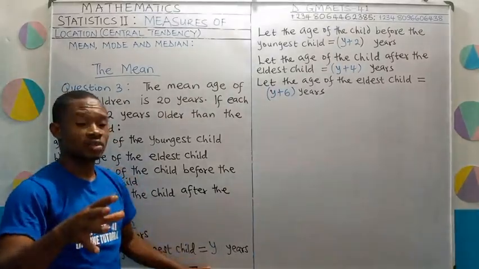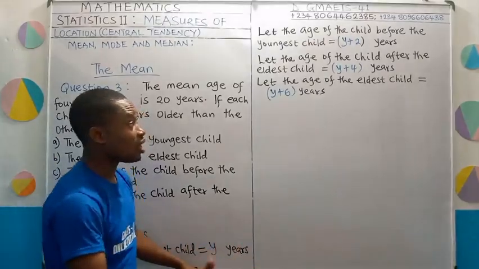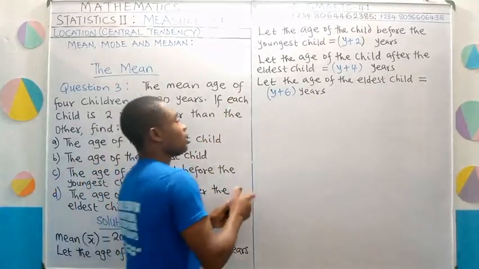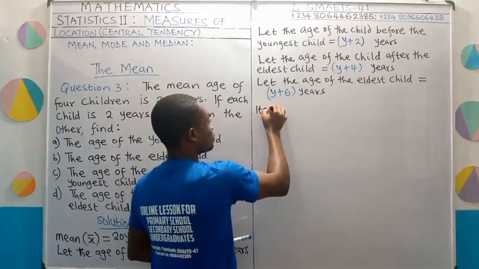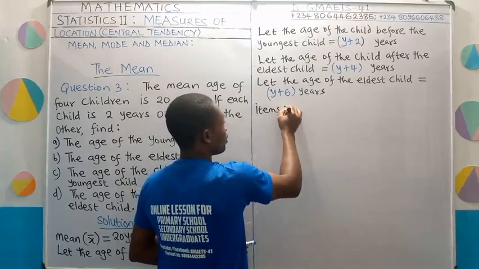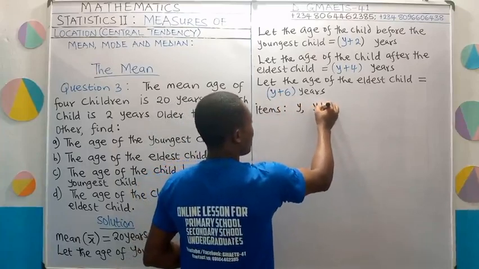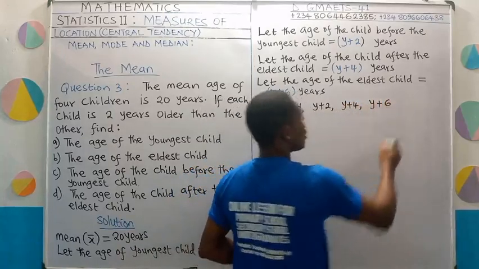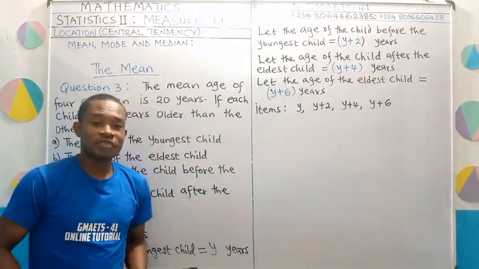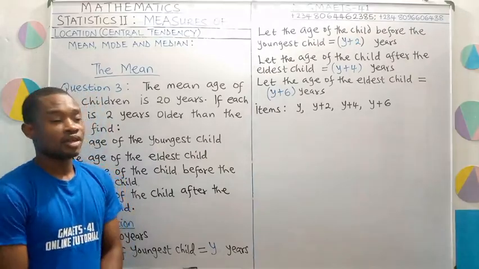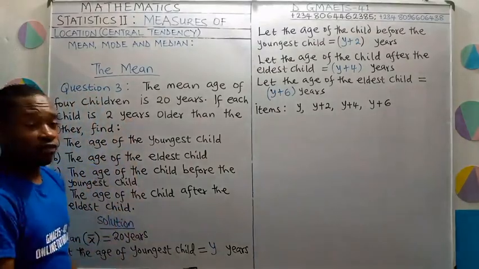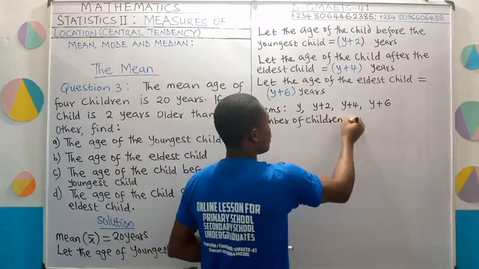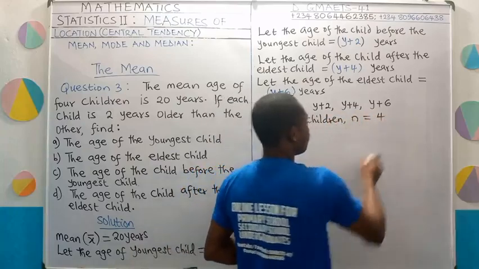This becomes our items, alright? Y plus 2, y plus 4, and y plus 6. So I'm going to write items: y, comma, y plus 2, comma, y plus 4, comma, and then y plus 6. So we are going to apply the definition or the formula of mean. We know that the children are 4. So let me indicate the number of children, because that's going to give us n. That is equal to 4.